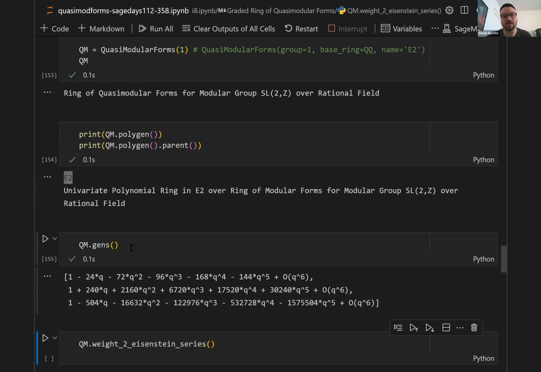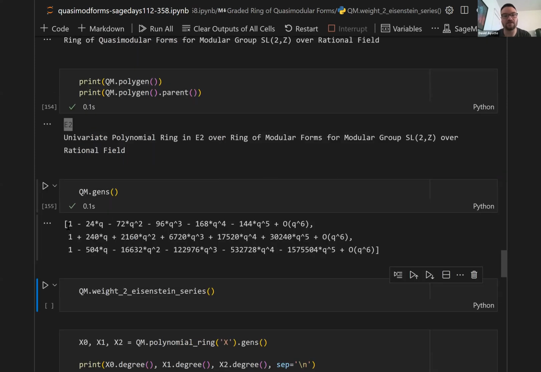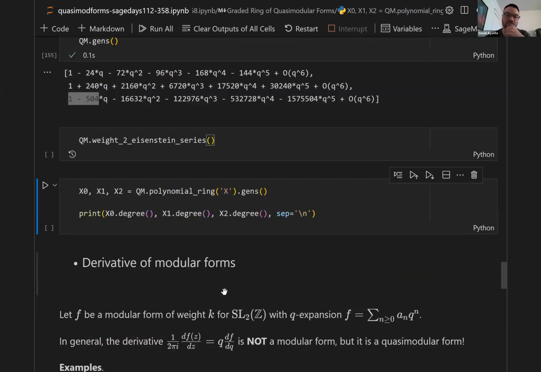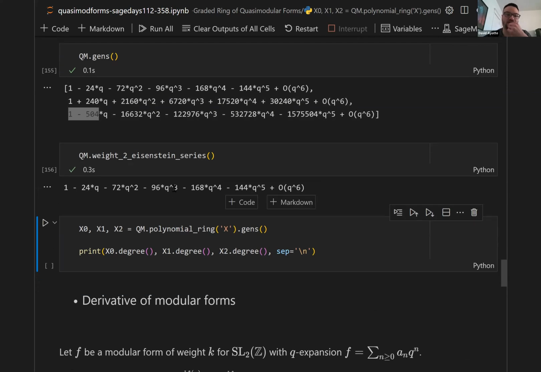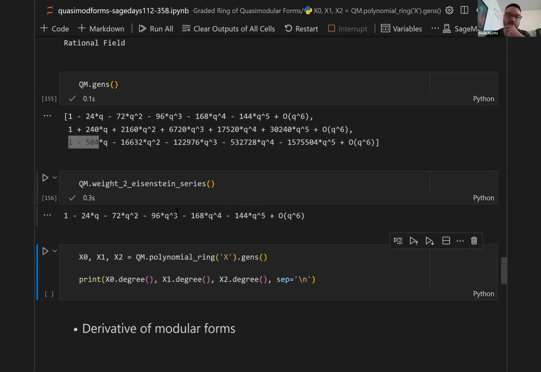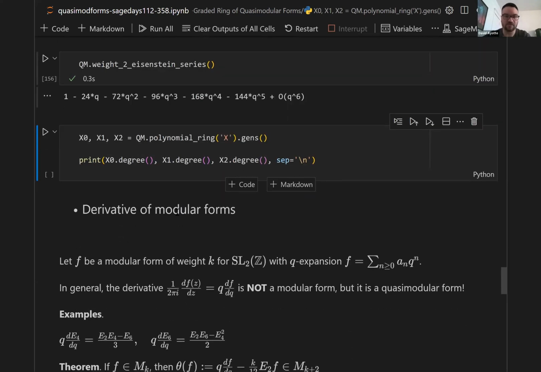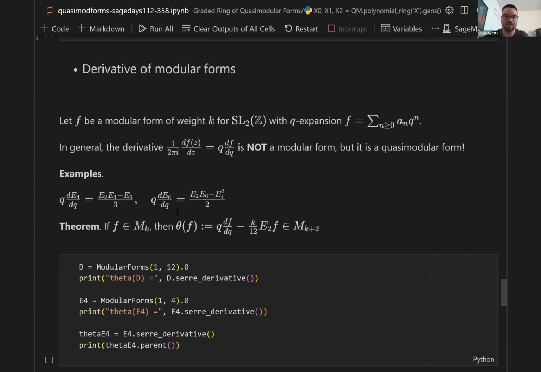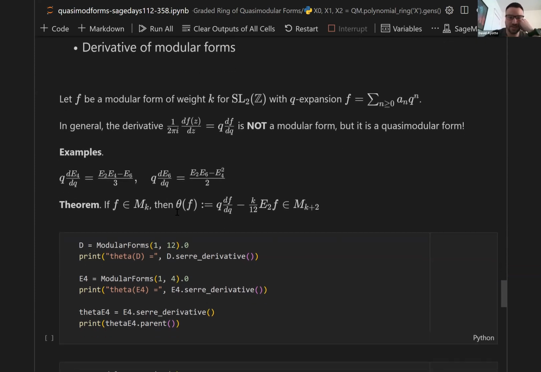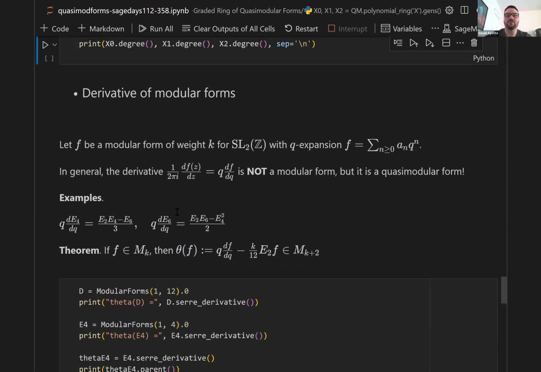You can ask for the generators. So here, this is the weight 2 Eisenstein series. This is the weight 4, and this is the weight 6. If you only want the weight 2, you can also find it using this method. And I think I'm going to skip this one. I'm running low on time. This was a new feature that we implemented too.